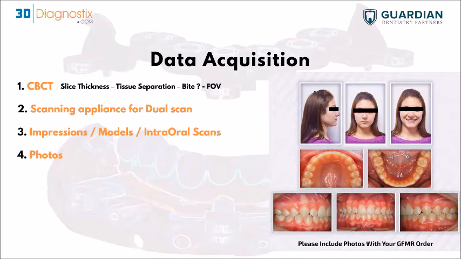Now, are all the models the same when you send us the case? I believe not. So for cases with stable occlusion, you'll only need to send us the arch of interest with the antagonist and the bite registration at the correct VDO, whether this is in a digital format or a physical format.